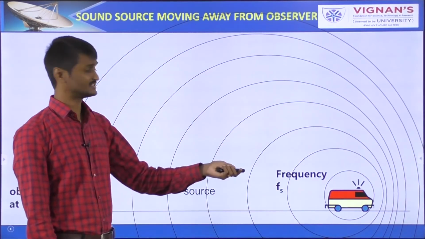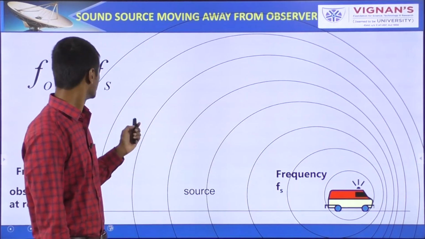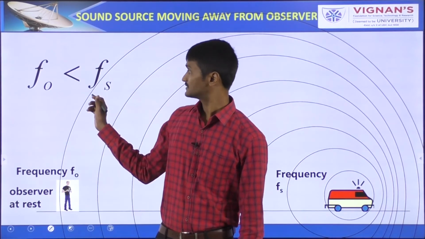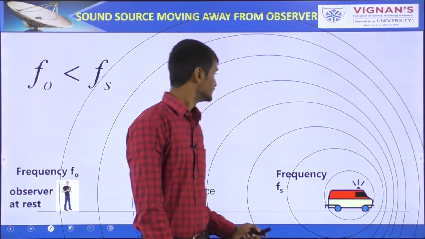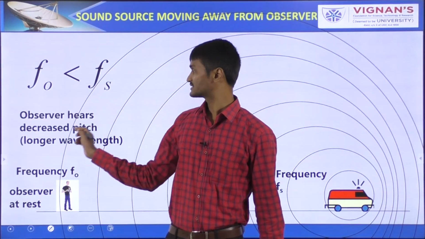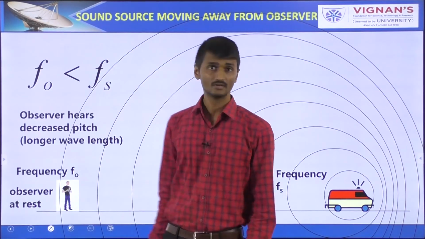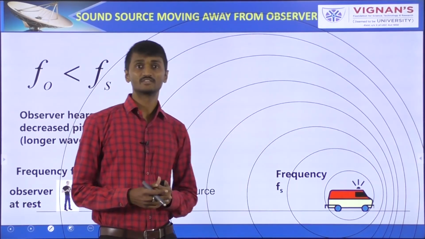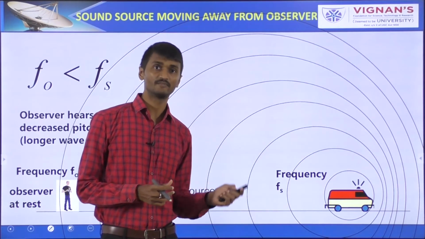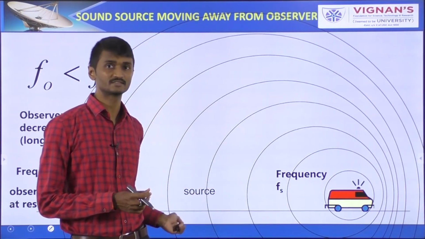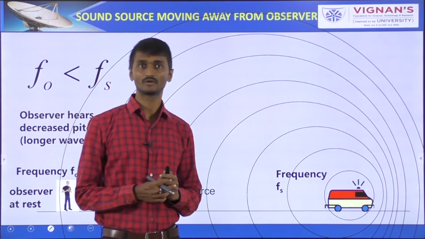So the observer frequency and the source frequency are related by fs greater than f0, that is f0 is less than fs. Because of this, the observer hears a decreased pitch, that is, longer wavelengths. So from this, the frequency of the received signal will decrease. The frequency of the received signal will decrease when the target moves away from the radar.